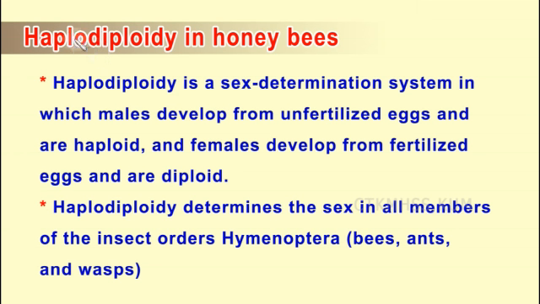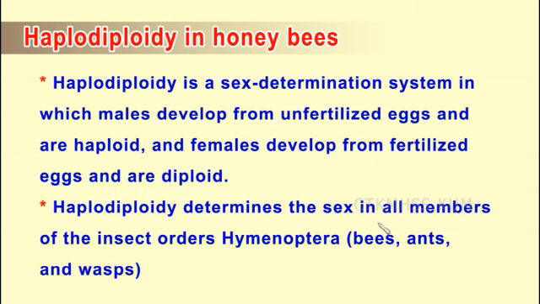Next one, haplodiploidy in honeybees. What is haplodiploidy? We know haploid condition and we know diploid condition. Haplodiploidy is a sex determination system in which males develop from unfertilized eggs and are haploid, and females develop from fertilized eggs and are diploid. So males develop from unfertilized eggs, so they have only a haploid set of chromosomes, that is N, whereas females develop from fertilized eggs, so they have 2N set of chromosomes.